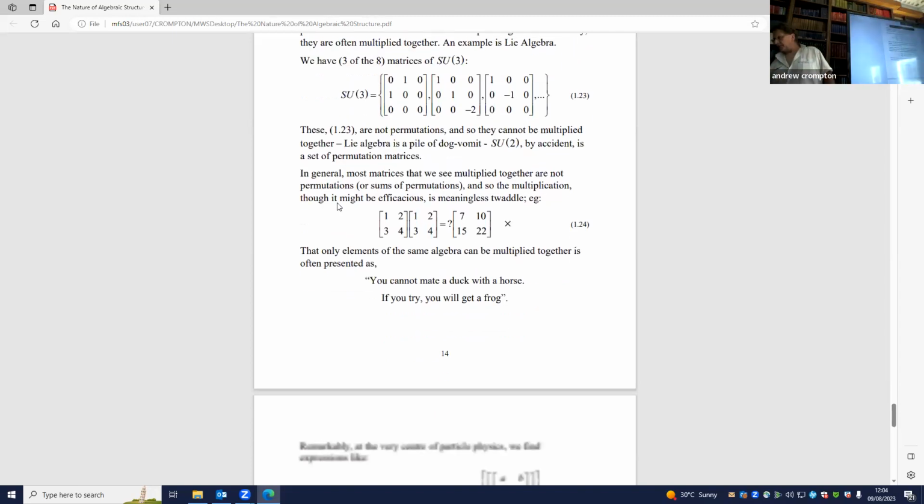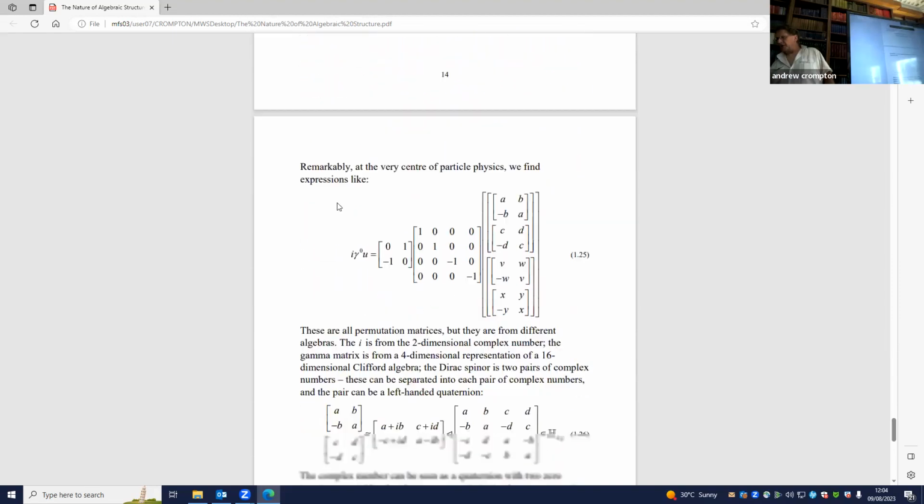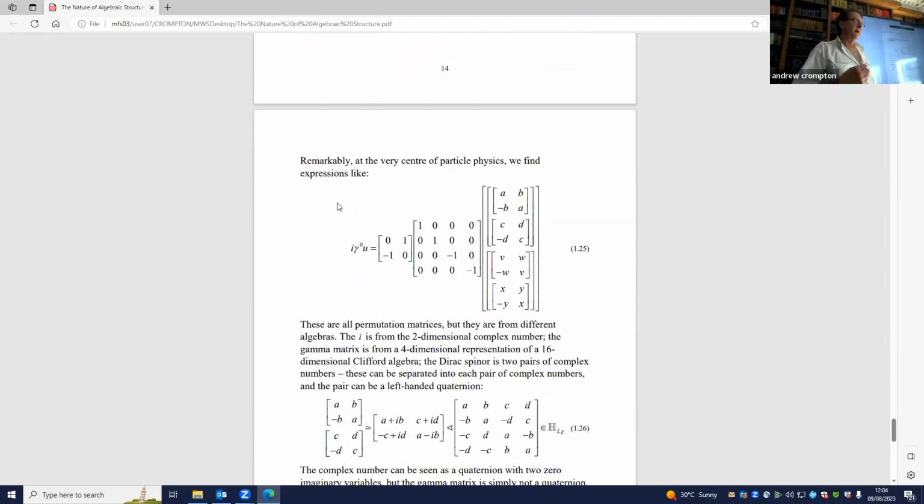But if you're very careful about it, and you do have to be a bit careful, the only things you can multiply together are permutation matrices. But it might be that you're actually multiplying together two matrices that are permutations in a bigger group than what you thought you were working in. So you have to be a bit careful about that.